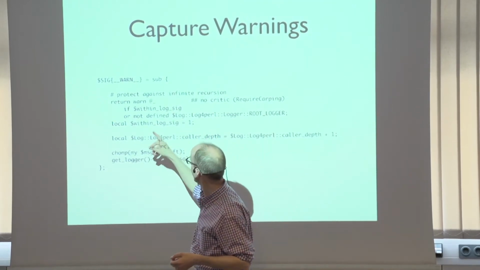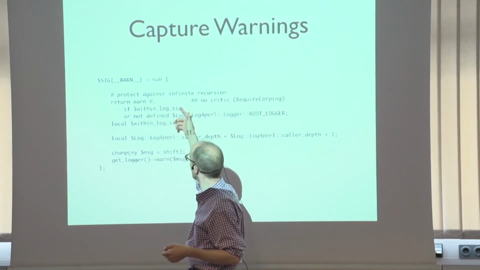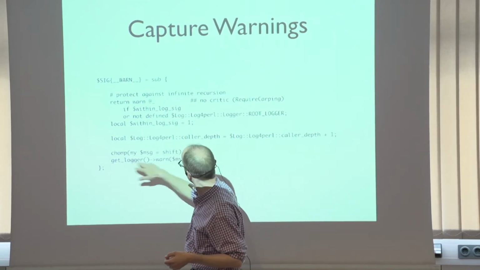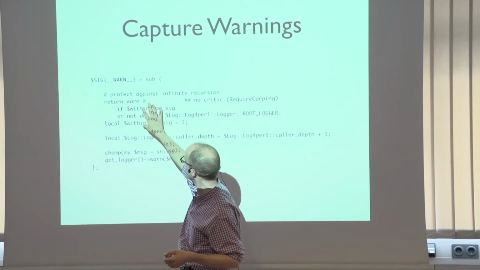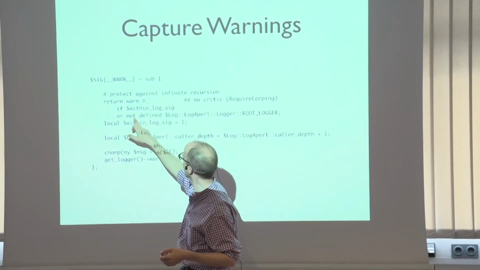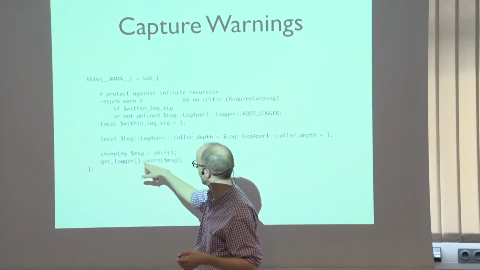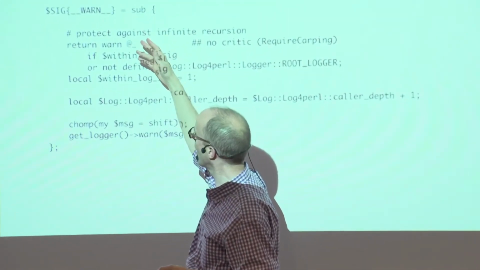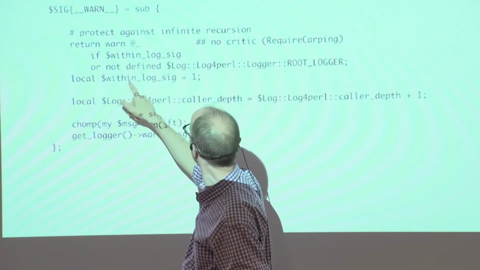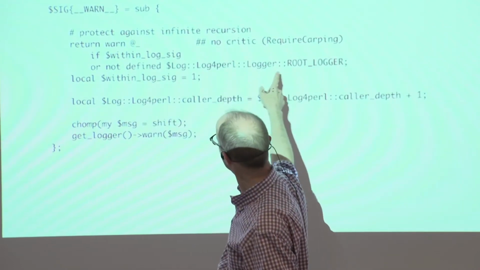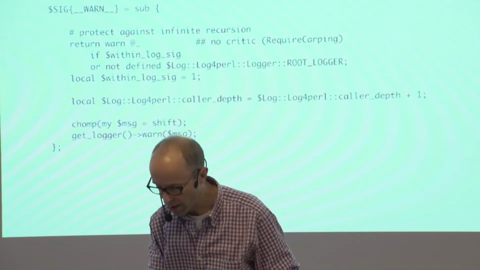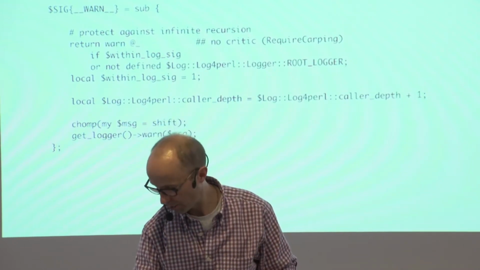So what this does is it puts in a hook on the warnings, and down here it logs the warning, but there's a bit of extra code here to say, well, if I'm already recursing into this, and this generates a warning, I need to stop. I need to protect against an infinite loop. And if Log4perl itself isn't set up, then I need to protect against that, so just return a warn. That's grand, so now we're intercepting warnings.